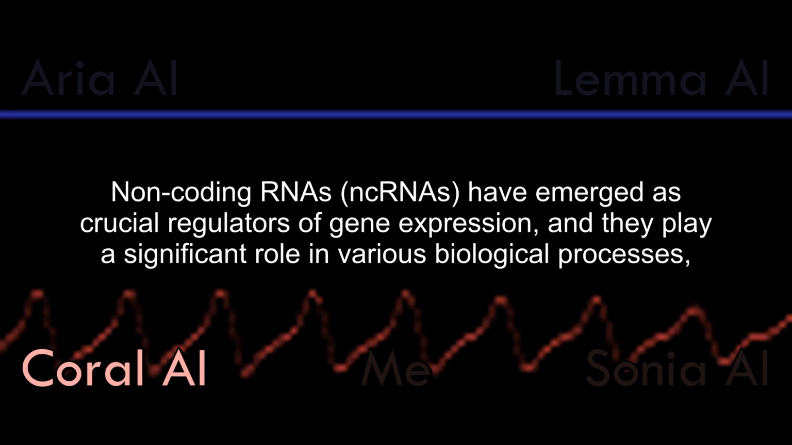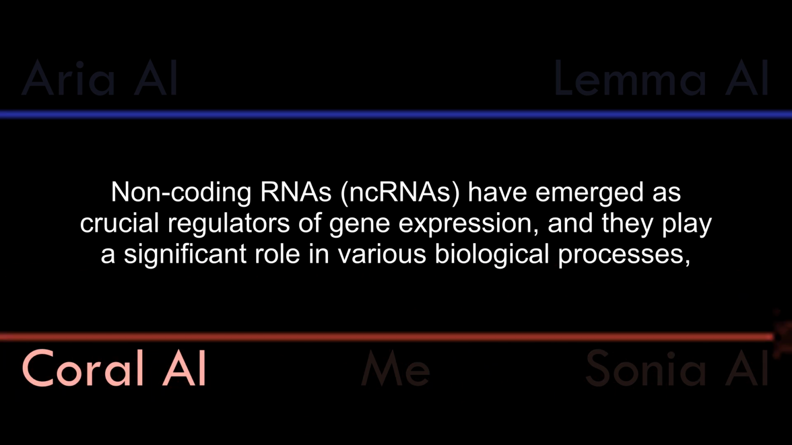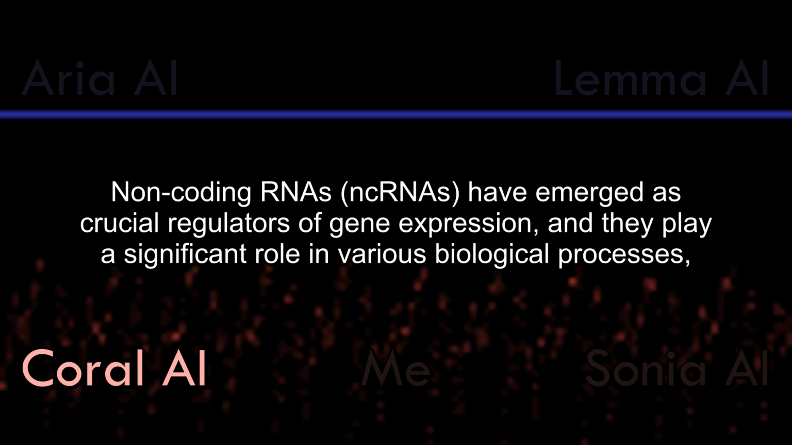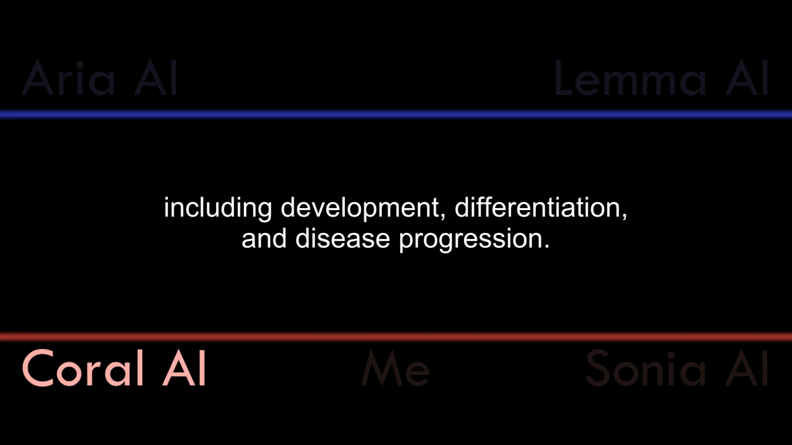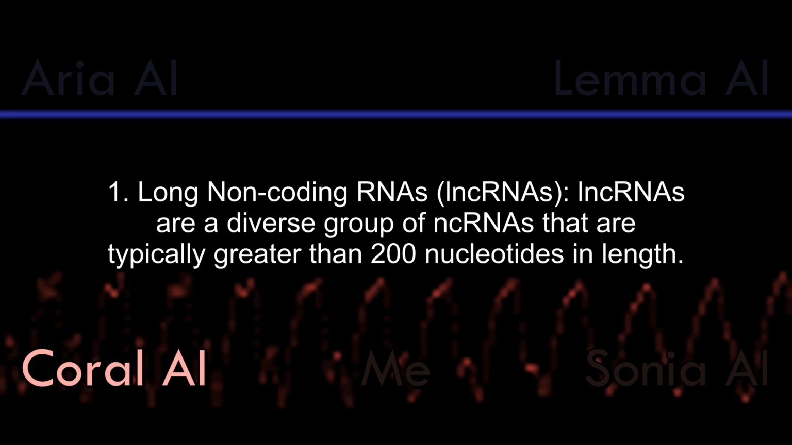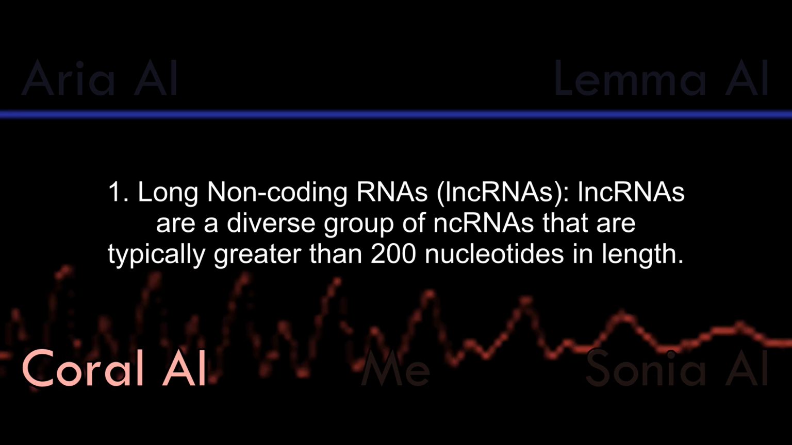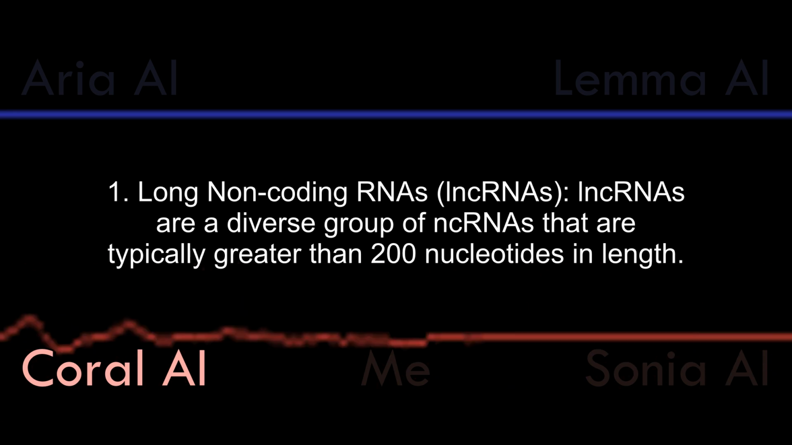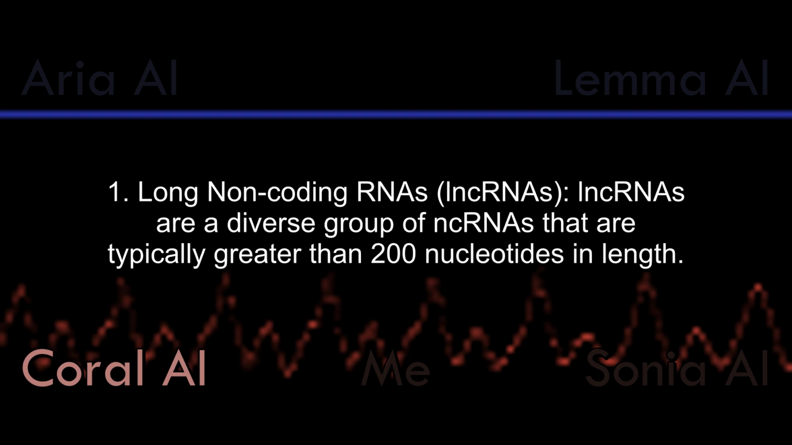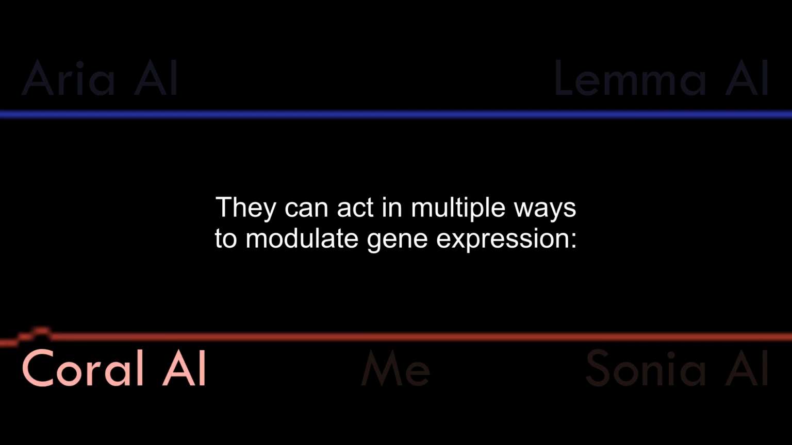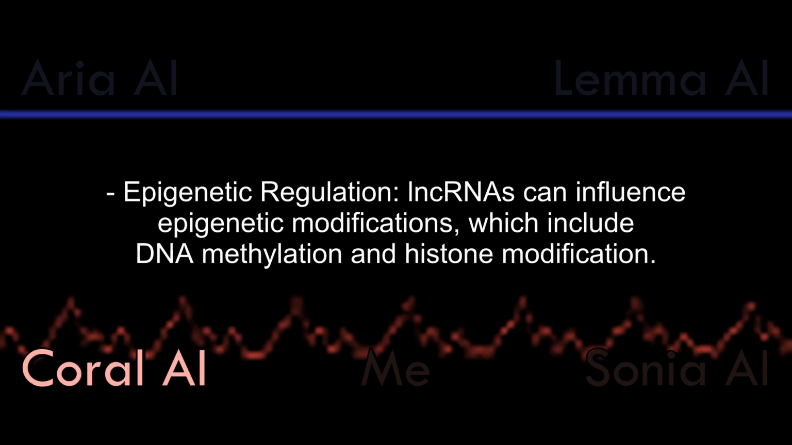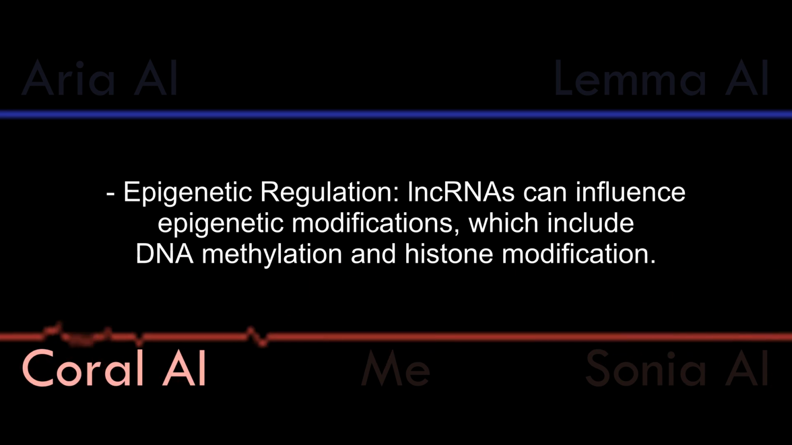Non-coding RNAs, or ncRNAs, have emerged as crucial regulators of gene expression, and they play a significant role in various biological processes, including development, differentiation, and disease progression. 1. Long non-coding RNAs, lncRNAs. lncRNAs are a diverse group of ncRNAs that are typically greater than 200 nucleotides in length. They can act in multiple ways to modulate gene expression. Epigenetic regulation.